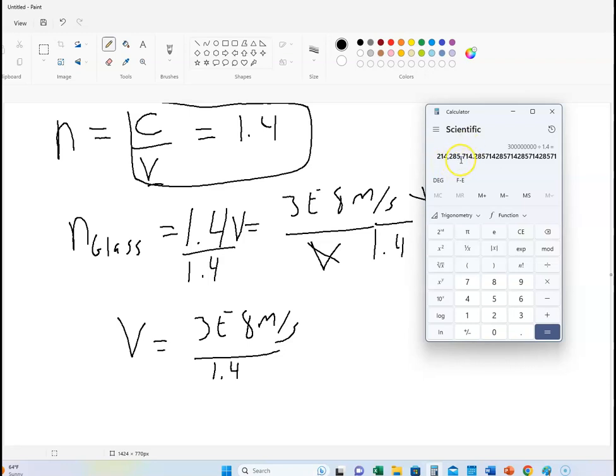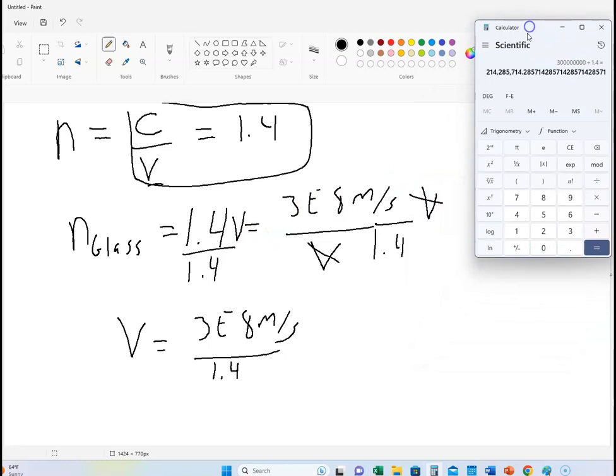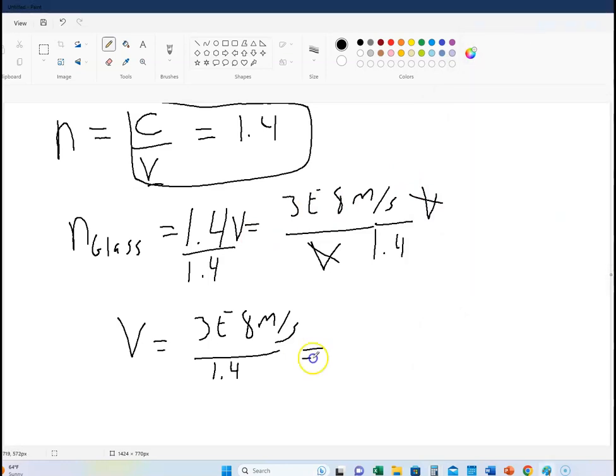Well, where's the decimal? The decimal's right here, so it's 1, 2, 3, 1, 2, 3. And so it's 2 more, right? So 2.14 times 10 to the 8th. Let me rewrite it: 2.14, that's a decimal, times 10 to the 8th. And of course, it's meters per second.